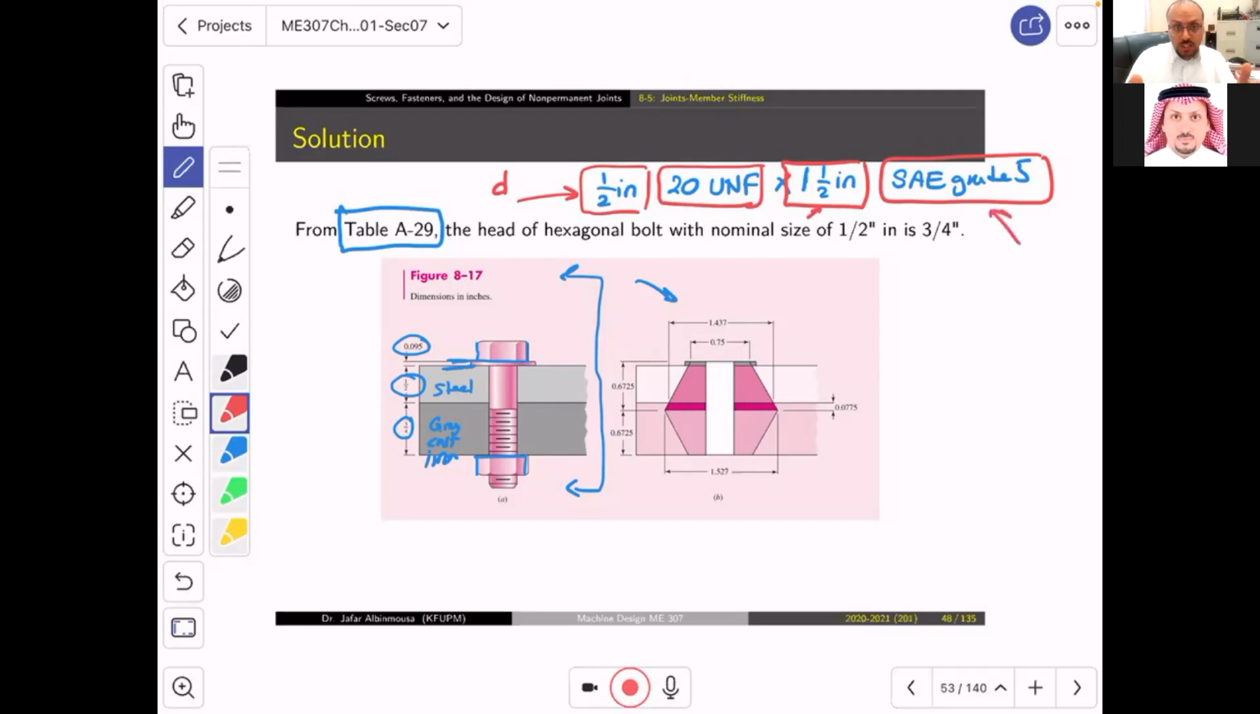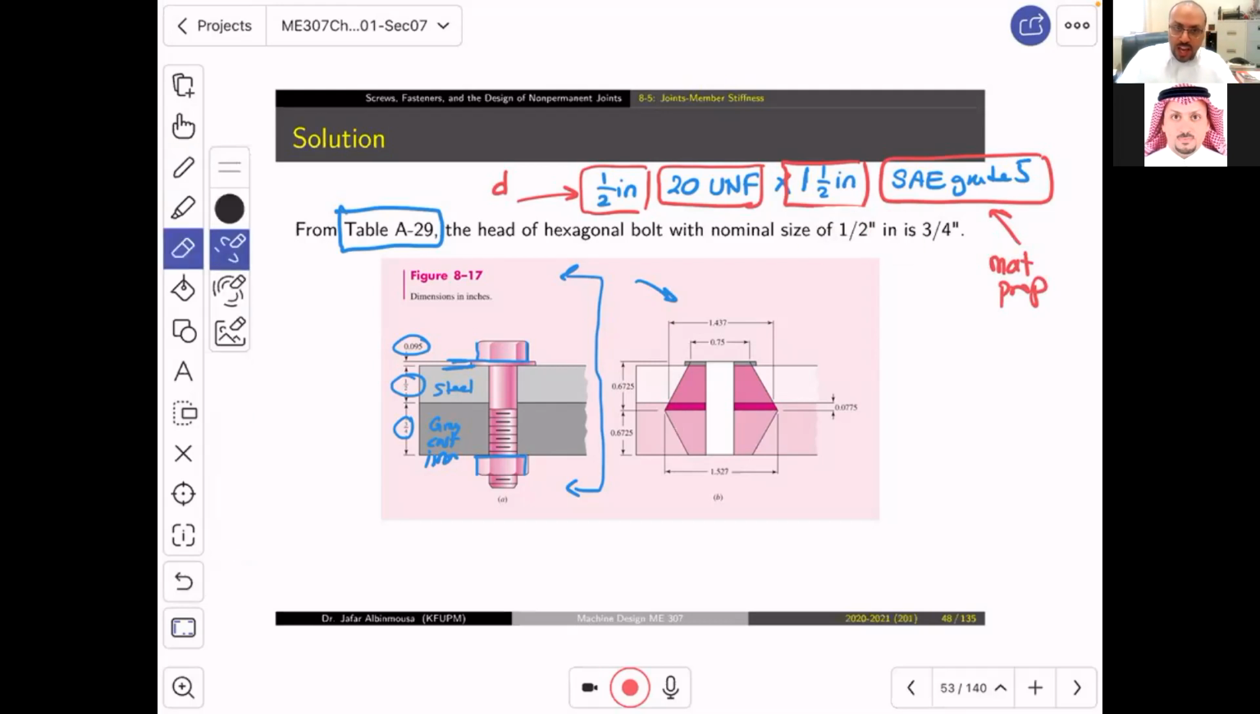Another table will teach us that SAE grade 5 is a steel. And later we will know that SAE grade 5 has a yield strength and an ultimate strength, just like 1050, just like 1030. So this one tells you the strength, the material property of the bolt. This is the length. This one is the threading, and this one is the diameter. Do you understand? So what are we going to do?